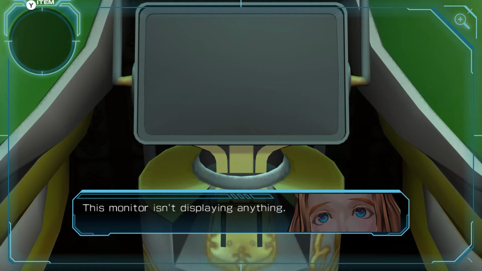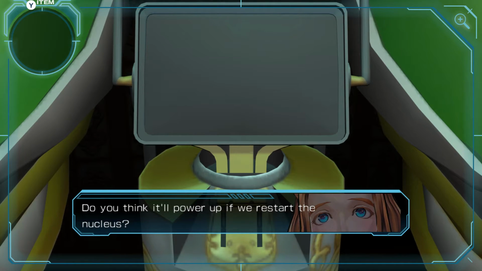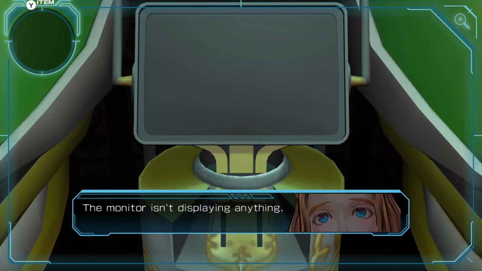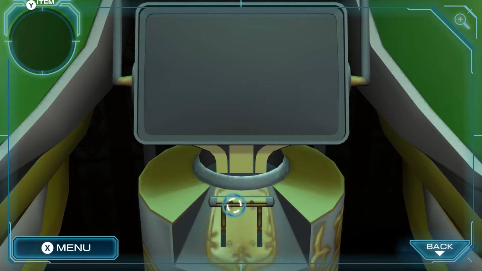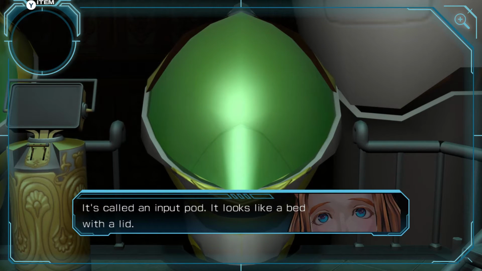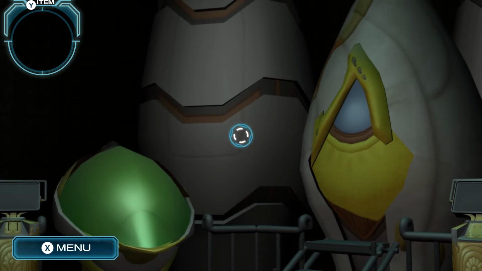This monitor isn't displaying anything. I think it's connected to the input pods back there. Do you think it'll power up if we restart the nucleus? The monitor isn't displaying anything. Alright. It's called an input pod. It looks like a bed with a lid. I'm assuming those both have the same audio dialogue to them.